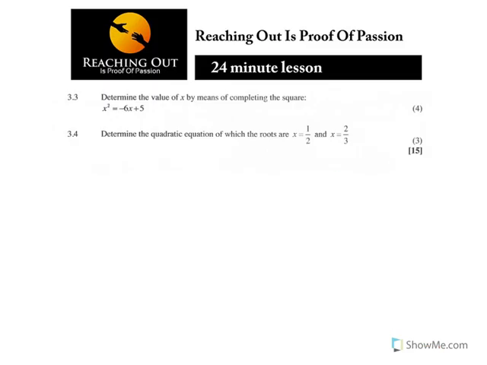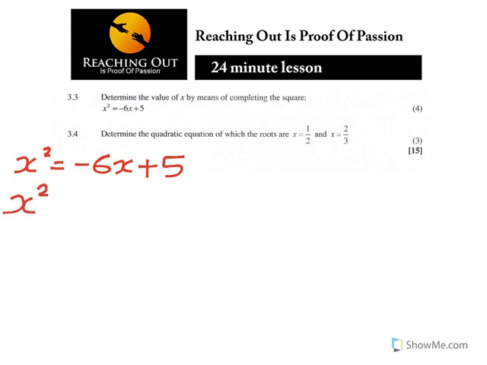Now moving on, the next question that is coming out here is: determine the value of x by means of completing a square. Determine the value of x by means of completing a square. So now what are we given? We are given that x squared is equal to minus 6x plus 5. Now remember, whenever you are completing a square, you must follow the principles of completing a square.